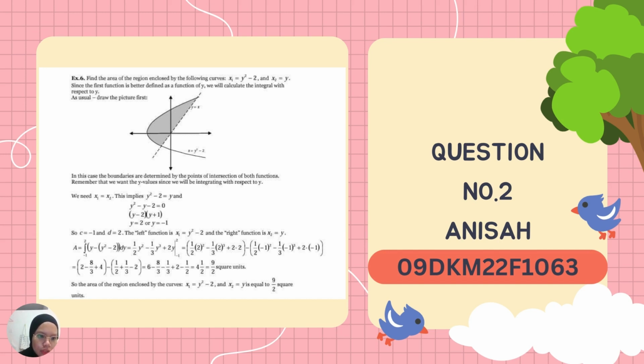So the area of the region enclosed by the curves x1 equals y squared minus 2 and x2 equals y is equal to 9 over 2 square units.